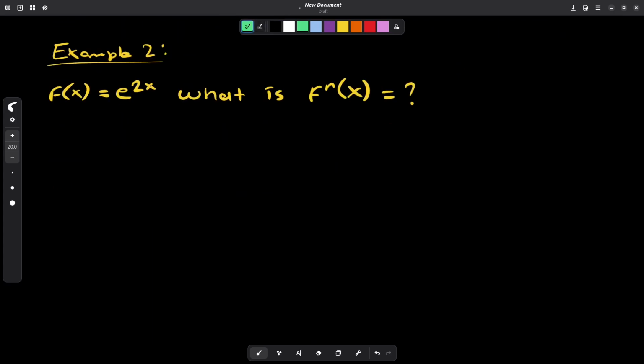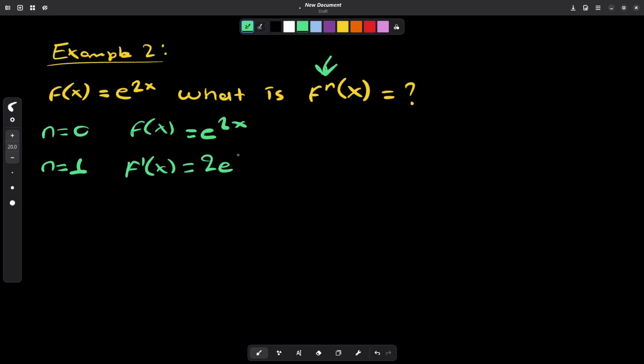f of x is e to the 2x. What is nth derivative of this function? We need to differentiate this a couple of times until we recognize a pattern. Let's see. If I don't differentiate it, the function by itself is e to the 2x. If I differentiate it once, the n I'm using is here. First derivative, it will be 2e to the 2x.